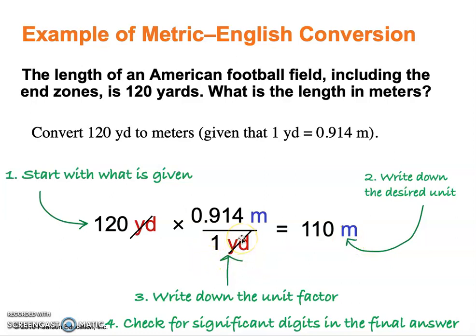Then I find the unit factor so that the unit I don't want cancels out, and whatever unit remains is the desired unit. If you write the unit factor this way, with meter on the numerator and yard on the denominator, then you can see that yard and yard cancel out, and the final unit is meter. Because 120 had two significant digits, your final answer must have two significant digits.